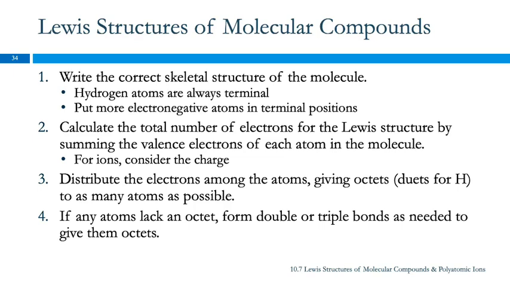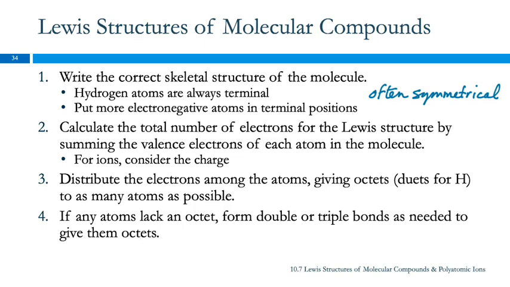Put more electronegative atoms in terminal positions. So if you're trying to decide, well, who's going to go on the outside and who goes on the inside, try putting the more electronegative ones on the outside. That's usually correct. Another guideline is that things tend to be symmetrical. These things are often symmetrical. And again, these are guidelines, they're not always true. Little boys usually like trucks, but not all little boys like trucks.